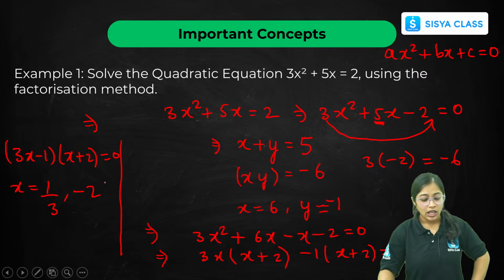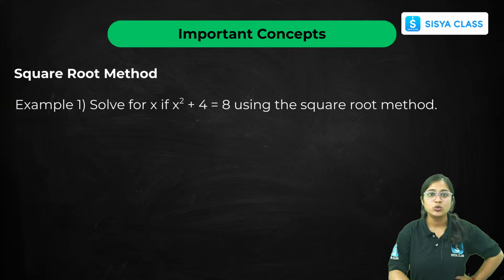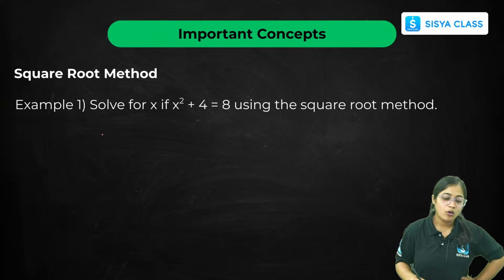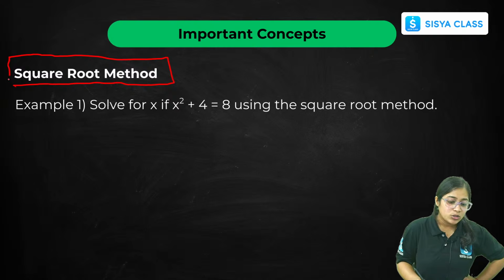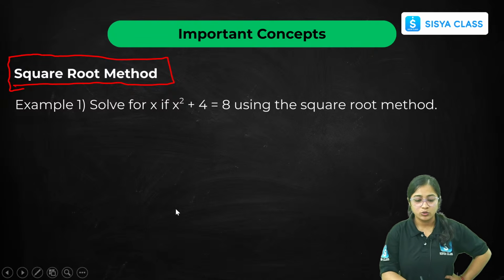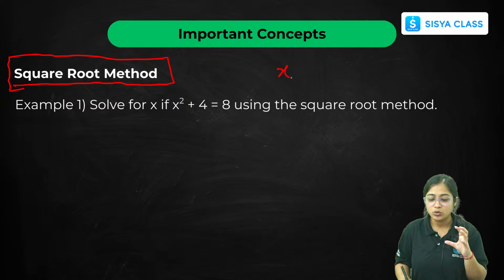Okay. Now we will see what the square root method is to find the zeros of your polynomial. So in the square root method, what we do is convert our equation into this form, x plus a whole square equal to b.